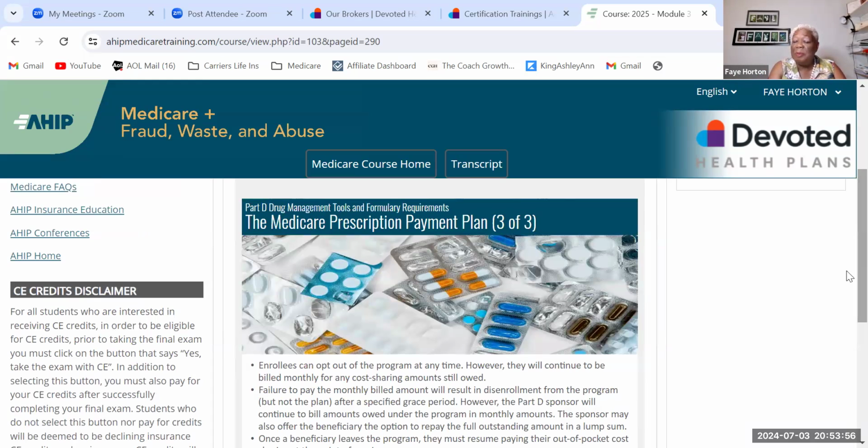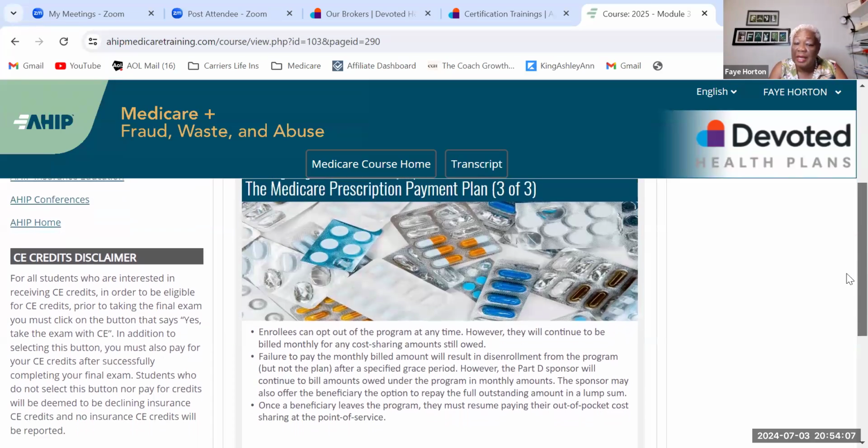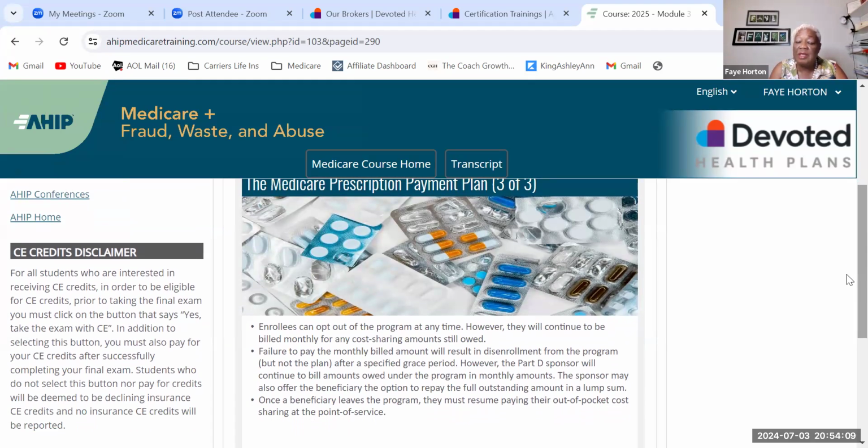Medicare Prescription Payment Plan, 3 of 3. Enrollees can opt out of the program at any time. However, they will continue to be billed monthly for any cost-sharing amounts still owed. Failure to pay the monthly billed amounts will result in disenrollment from the program, but not the plan.